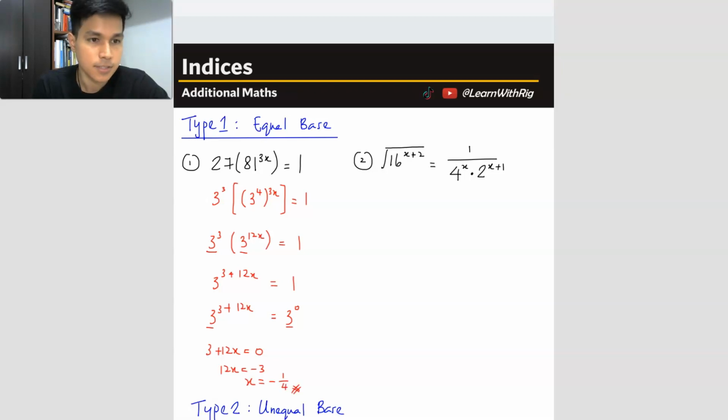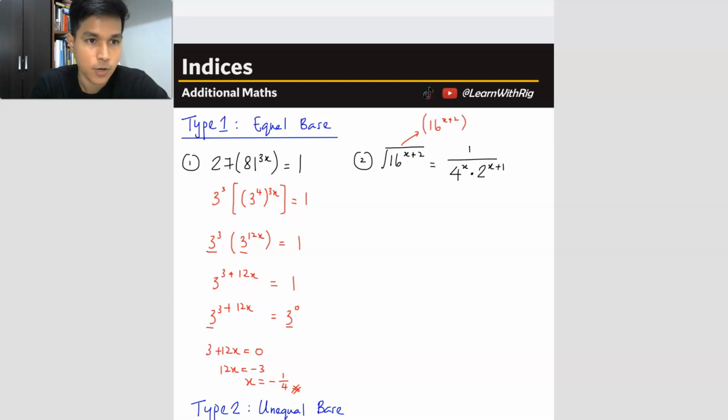Alright, now let's see a harder question. How do you solve this? Same thing, 4 can change to base 2, that's the simplest form. 16 can also change to base 2. So we're going to do that. So we get square root. What can we do with the square root? We can change it to power. So I write here 16x plus 2.